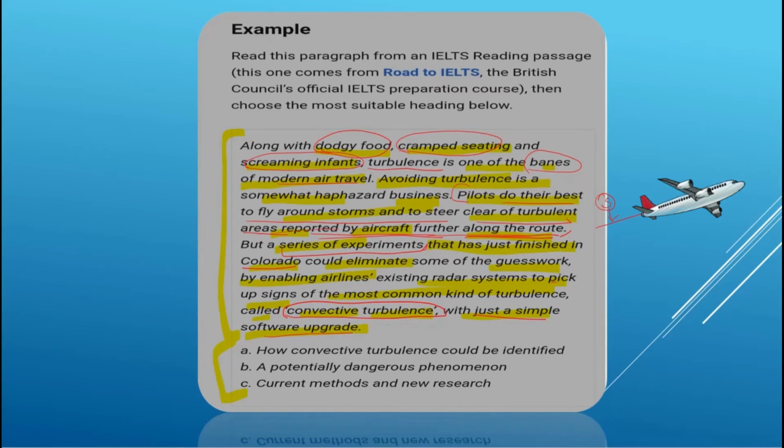Let's analyze the options now. How convective turbulence could be identified? The first option is telling us how convective turbulence can be identified. This is a very important and a very interesting option because they used the words convective turbulence. This word we have seen in the paragraph. It is in the last line. See here, the paragraph also contains this word convective turbulence. In the option also they mention convective turbulence.